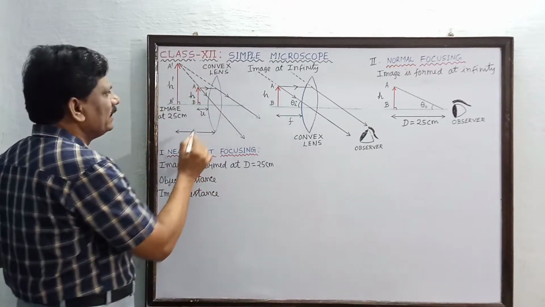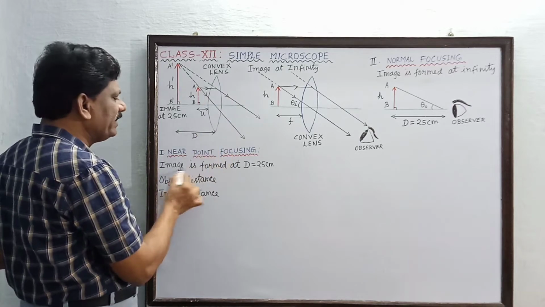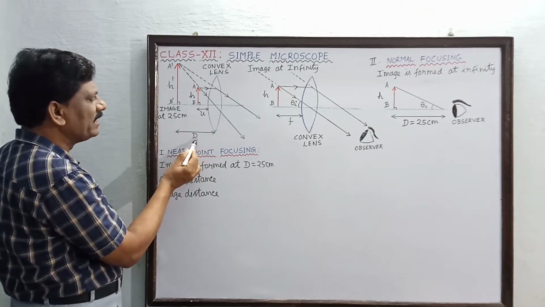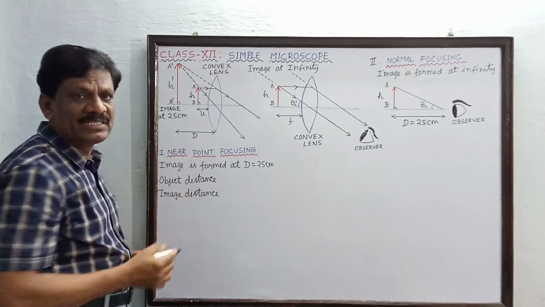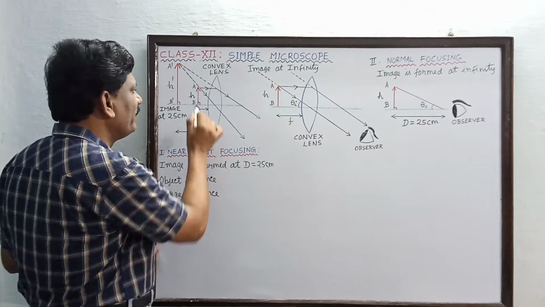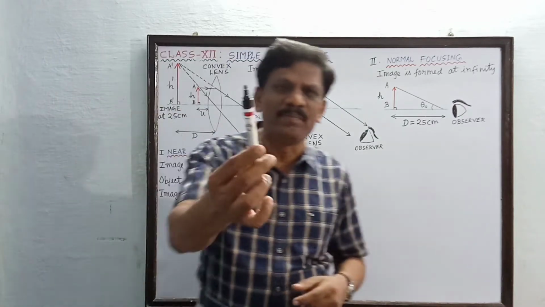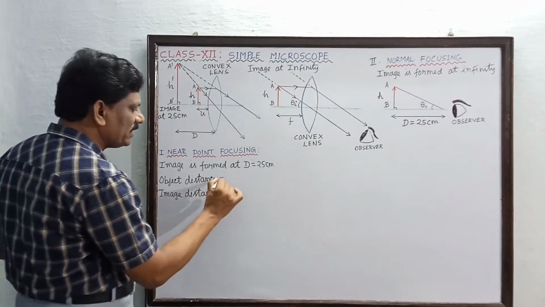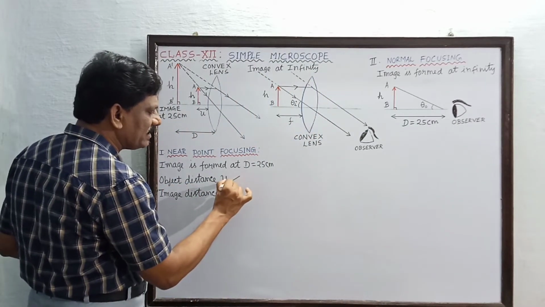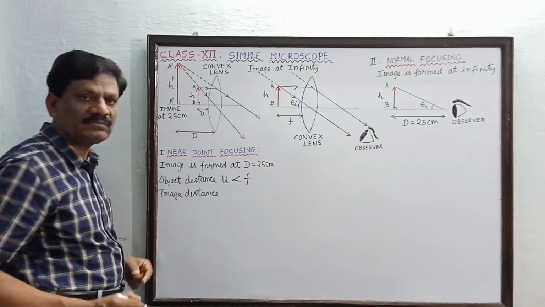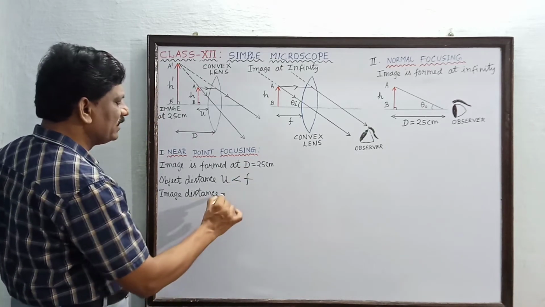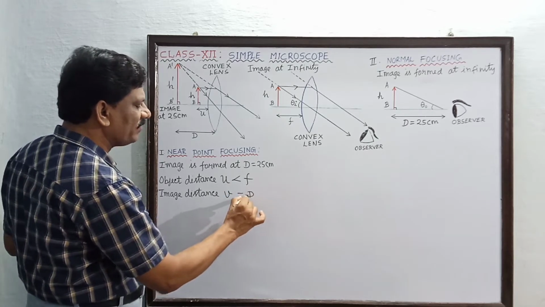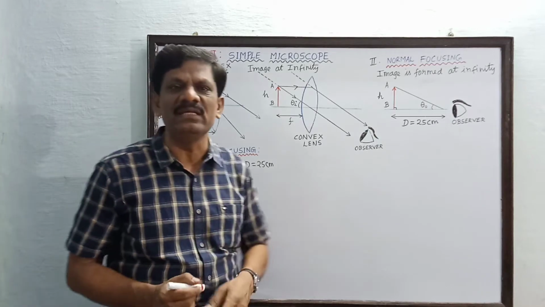For near point focusing, the image should be formed at 25 centimeter, which is denoted by capital D. So where should the object be placed? The object should be placed very close to the lens. Here I take the object distance u less than the focal length, and the image distance v equal to the least distance of distinct vision, that is equal to D.